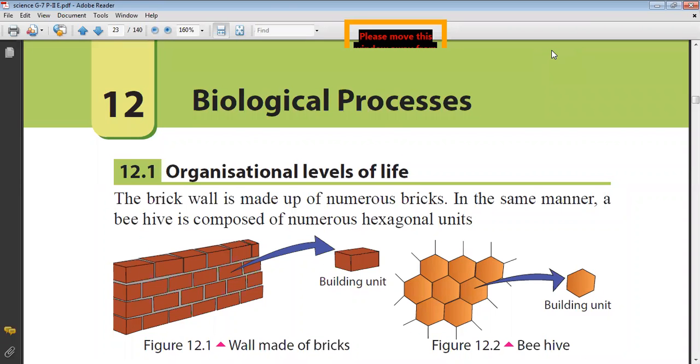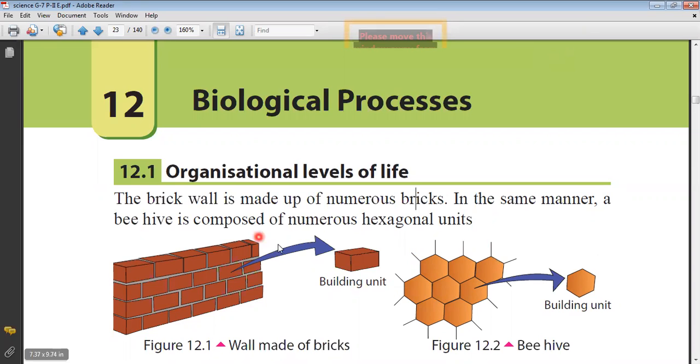Today we are going to study about biological processes, organizational levels of life. The brick wall is made up of numerous bricks. In the same manner, a beehive is composed of numerous hexagonal units.